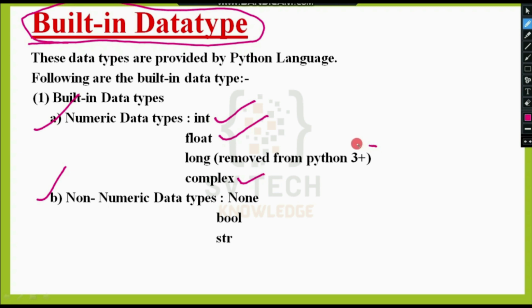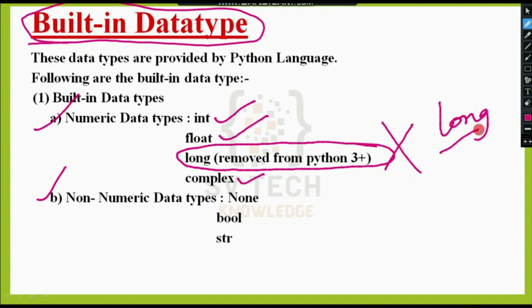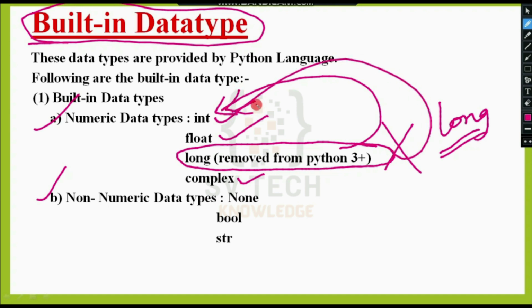I said already, in Python third version, which we are using now, there is no long data type. It is included in integer only. Python included the long data type into integer. So we know that integer, float and complex, and long is joined to integer only. In Python 3 we don't have any long integer type. Up to Python second version we have that.